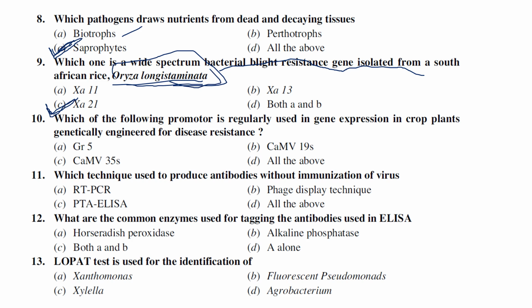They asked the answer is Oryza sativa, where this Xa21 gene is isolated, especially recommended for bacterial blight of rice, which is caused by Xanthomonas oryzae pv. oryzae.